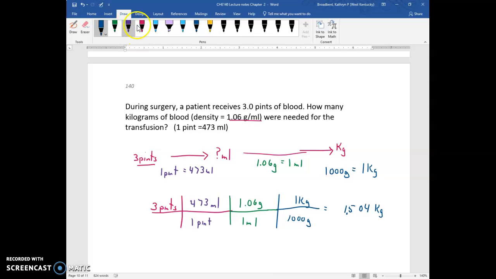Okay, and let's go over and look at this. We've got pints canceling, we've got milliliters canceling, we've got grams canceling, and so we're left with kilograms. I think I've got too many significant figures. Looks like I should only have 2. So let's get rid of those and give ourselves 2 significant figures.